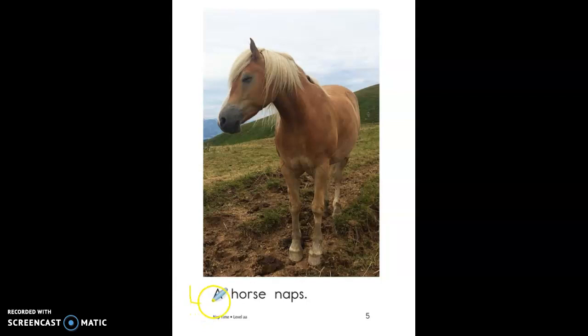Awesome. Now I'm going to make dots under each word as we read. Where the dots are is where your fingers should go. So let's read together. A horse naps. And we see our pattern, A blank naps. Great job. Let's keep going.